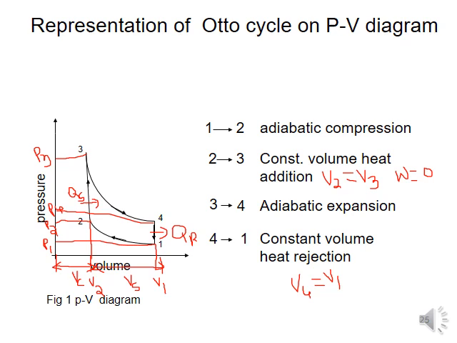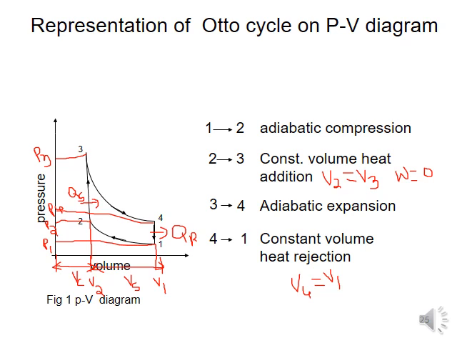So these are the four processes in the representation of the Otto cycle. The first one is 1 to 2 adiabatic compression, 2 to 3 constant volume heat addition, 3 to 4 adiabatic expansion, and 4 to 1 constant volume heat rejection. So this cycle completes in the sequence 1 to 2, 2 to 3, 3 to 4, 4 to 1.